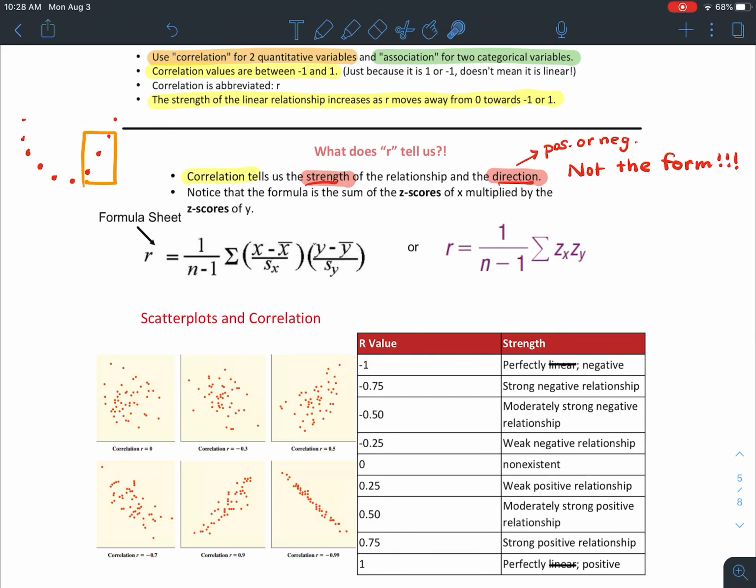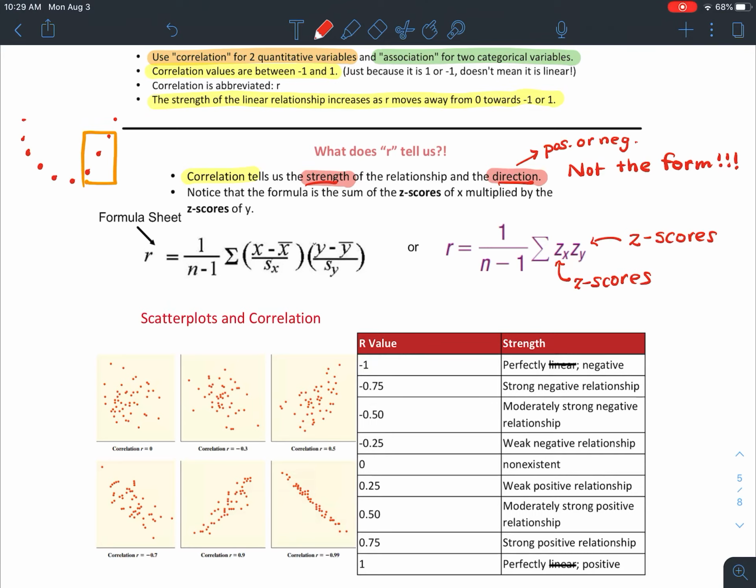Now, you are not expected to calculate the R value by hand. Almost always you would get that value from your calculator and from having run a regression. But I think this formula may be on the formula sheet, and the part that you want to make sure you're familiar with is that the R value is calculated from getting the z-scores of the x coordinates of your point and then multiplying that by the z-scores of the y coordinate of your point.